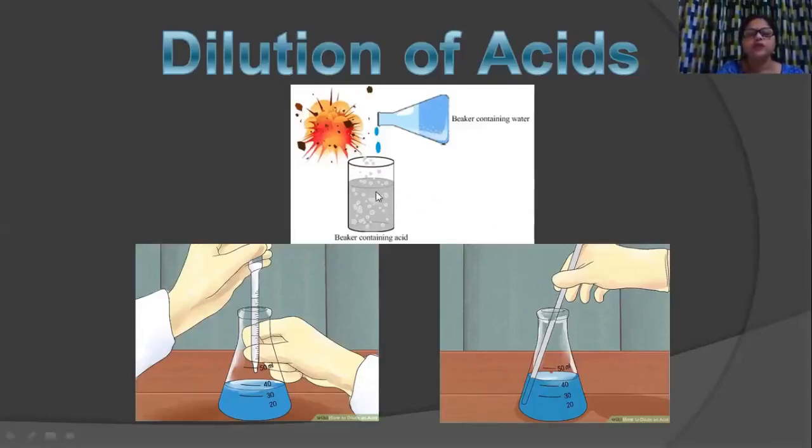In the previous situation, when water is poured into acid, the water which has come in contact with the acid will change into water vapor with a large amount of heat, and that water vapor will start coming out of the container and will cause severe burns to the person. So that is why it is important to add acid to water, but not water to acid. So this is how the dilution of acid takes place.